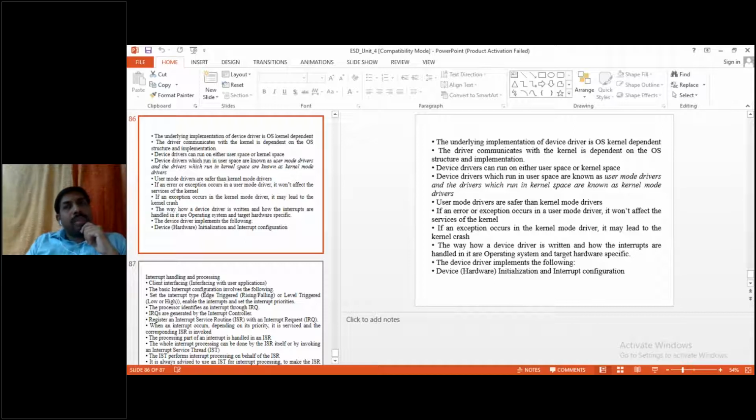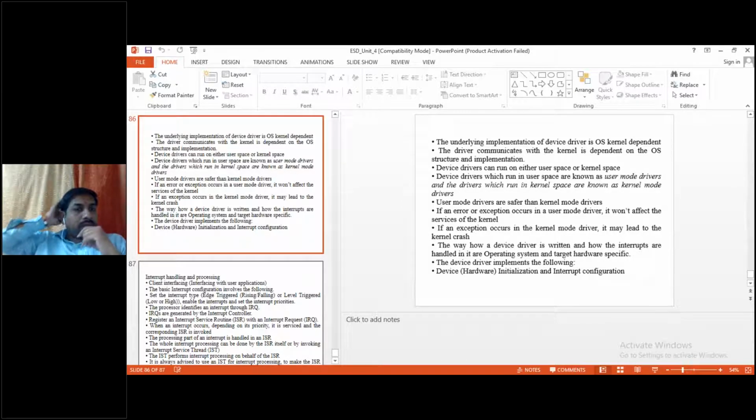These device drivers can run in user space or kernel space. If they are running in user space, they are called user mode drivers, and drivers running in kernel space are called kernel mode drivers. User mode drivers are safer than kernel mode drivers. If an error or exception occurs, it will not affect the whole kernel, whereas if an exception occurs in a kernel module, it may lead to a kernel crash.